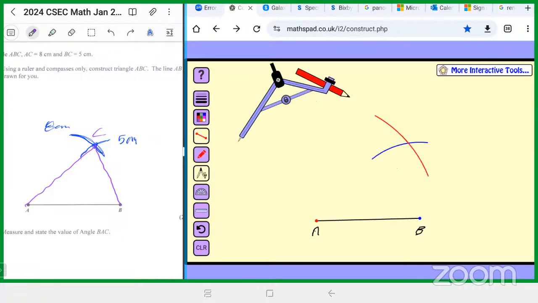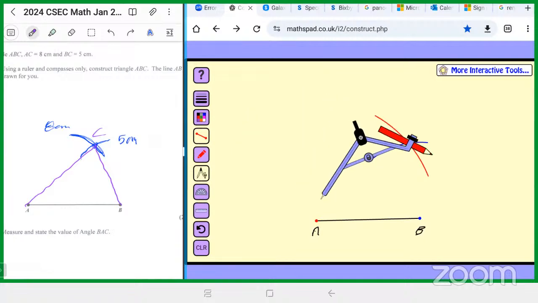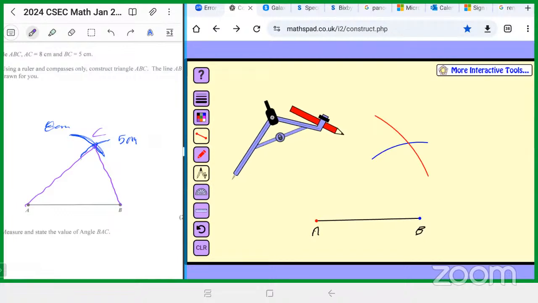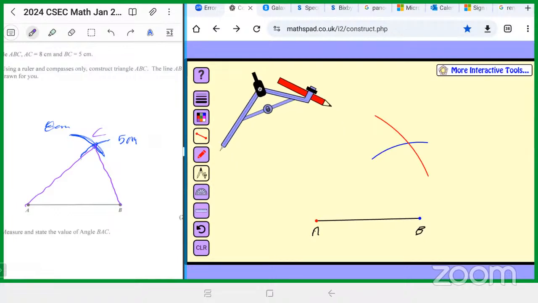So where those two arcs meet, the red arc is 8 centimeters from A, and the blue arc is 5 centimeters from B. So all I need to do now is use my ruler and draw straight lines from A to C. So this point here now is C where they meet. The intersection right here is C.